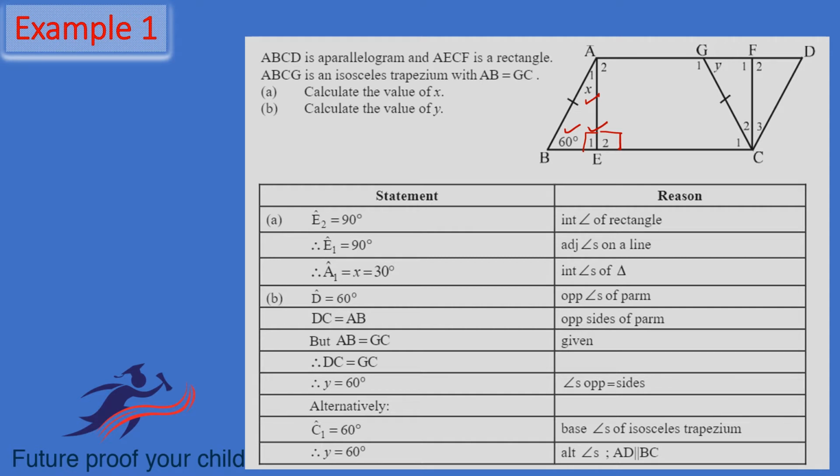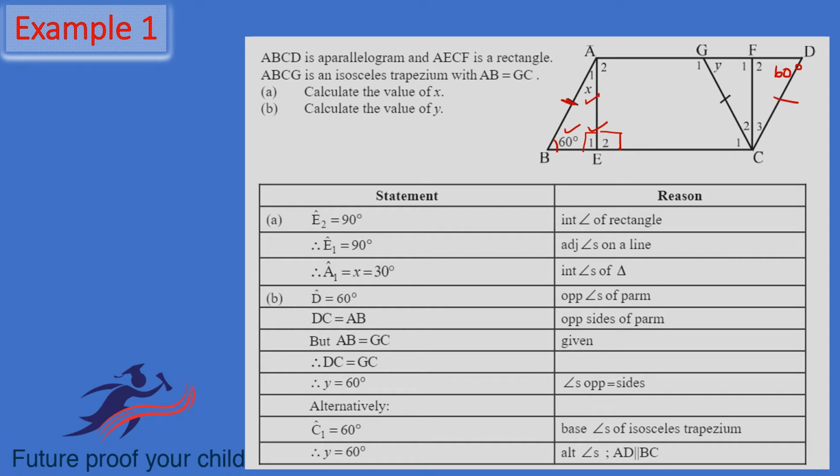Question B, calculate the value of y. So now we're going to start with angle D is 60 degrees. Why? Because we told you that ABCD is a parallelogram. So we know that our opposite angles are equal. So this must also be 60 degrees. Then you know that DC is equal to AB.